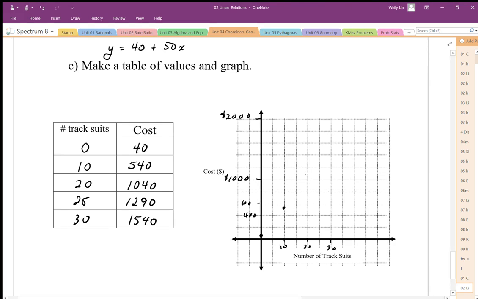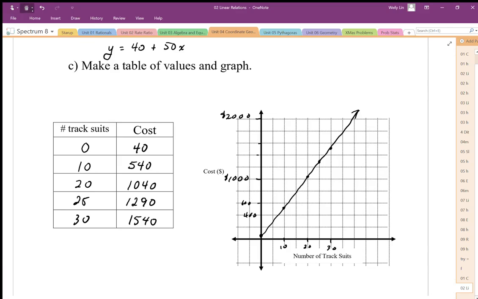It looks like my points are starting to line up, which is what I should be expecting. If they don't line up, then we should be double checking our work. 25 tracksuits is $1,290, so that's going to be close to 1,300, so somewhere around there. 30 tracksuits was $1,540, so this is going to be between 1,400 and 1,600, so maybe somewhere around there. And again, notice that it's all lining up in a straight line. The points really are arbitrary. We really want to get that straight line pattern. That's what we're looking for.